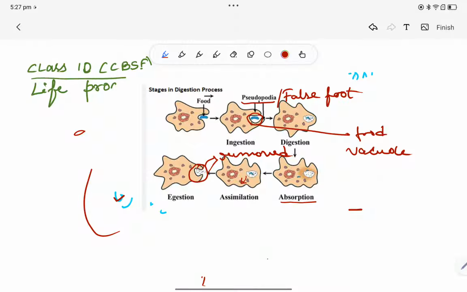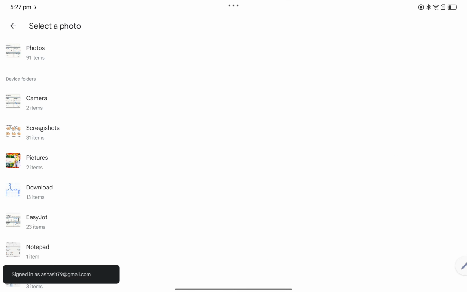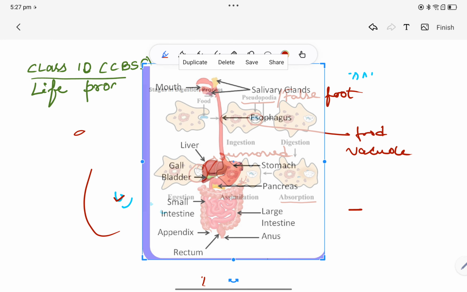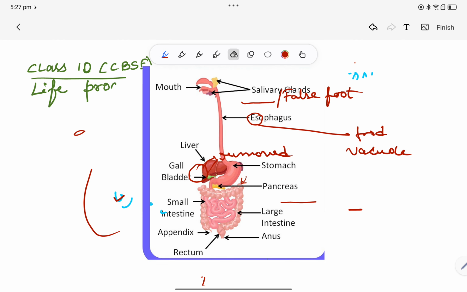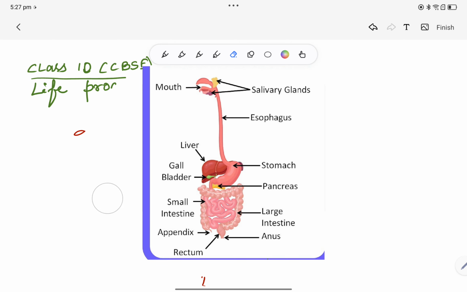Now in the case of human beings, the process is a little different, as we are advanced animals. We are not like amoeba, so the process is also very much elaborated, and we have specially designed organs which help in our digestion. For that we have a particular system called the digestive system.